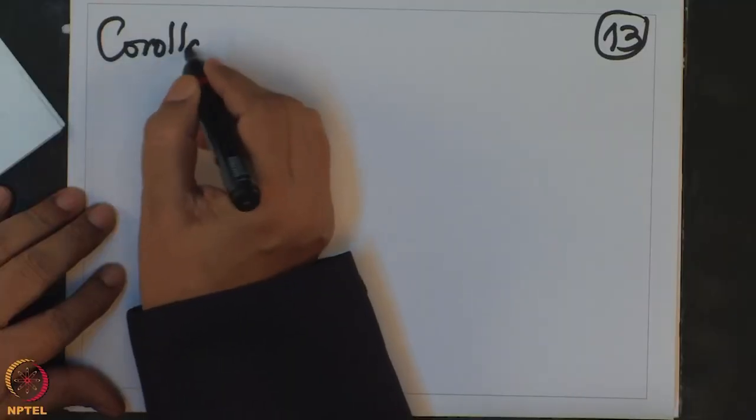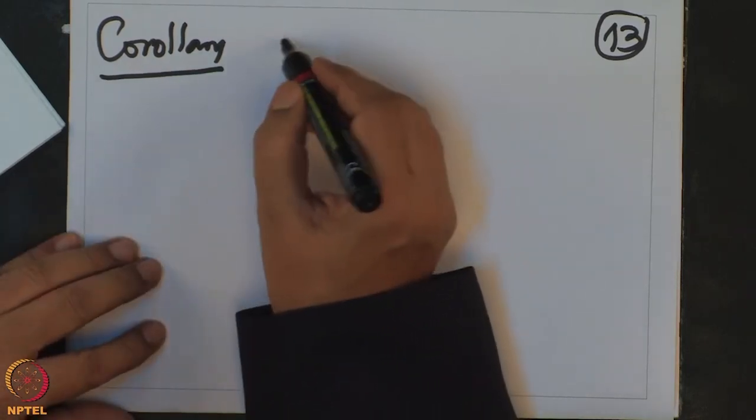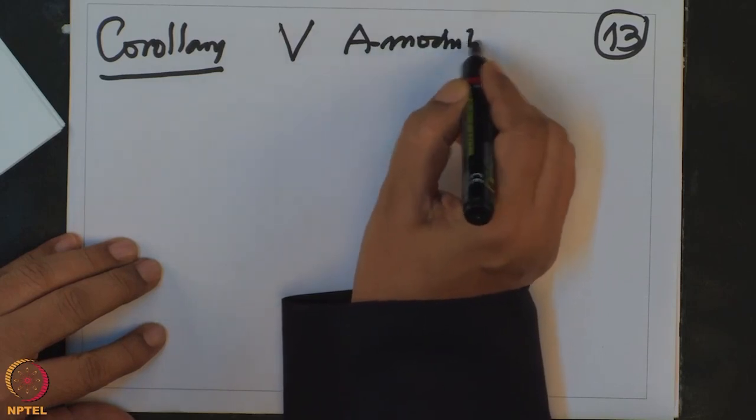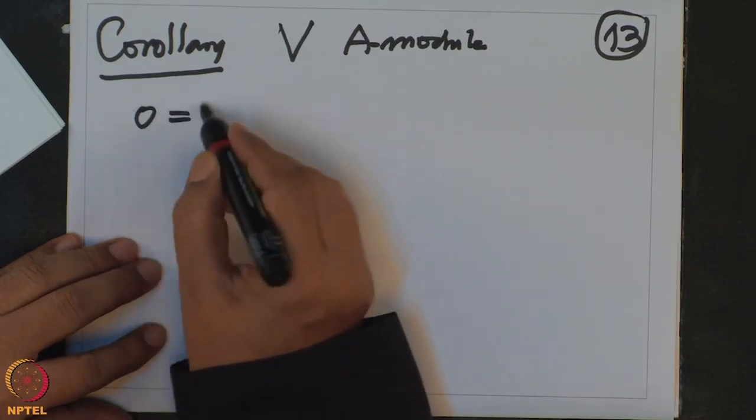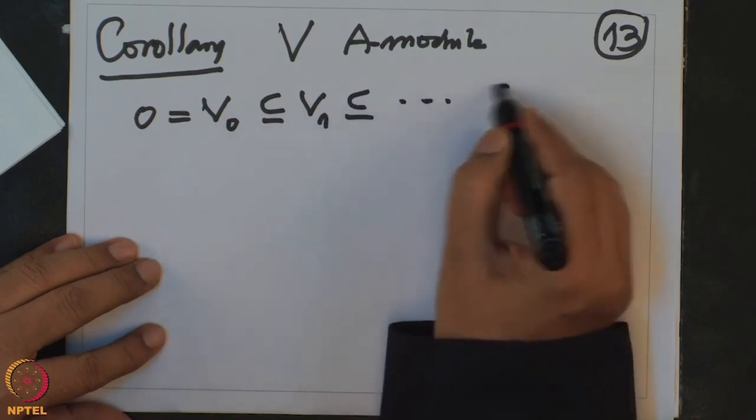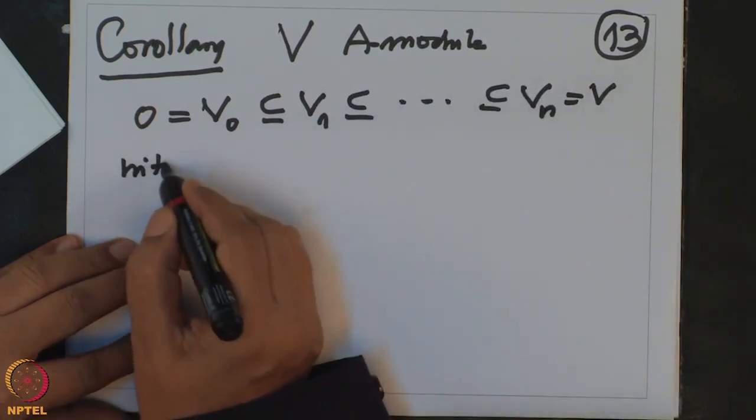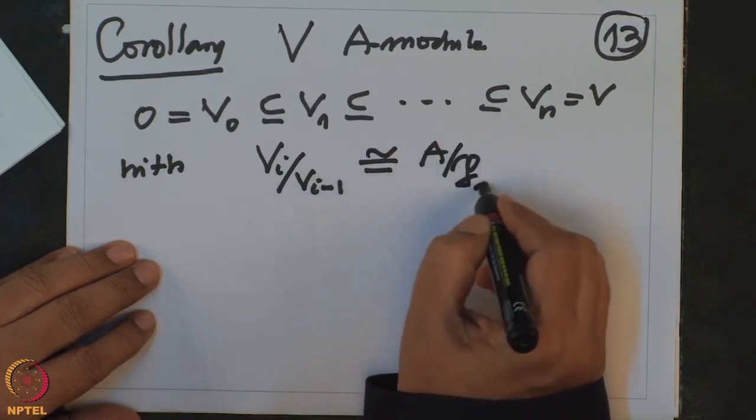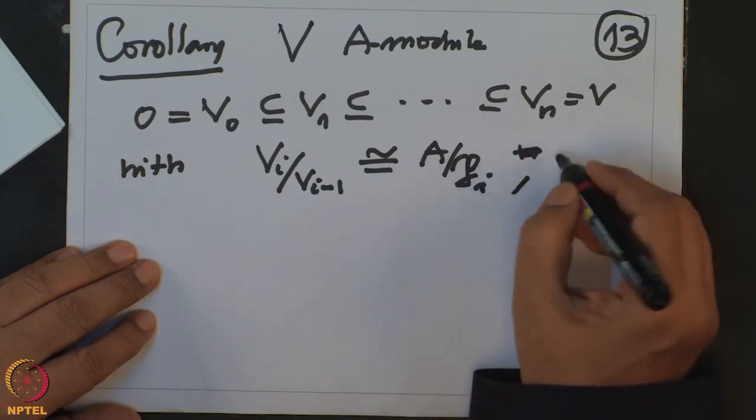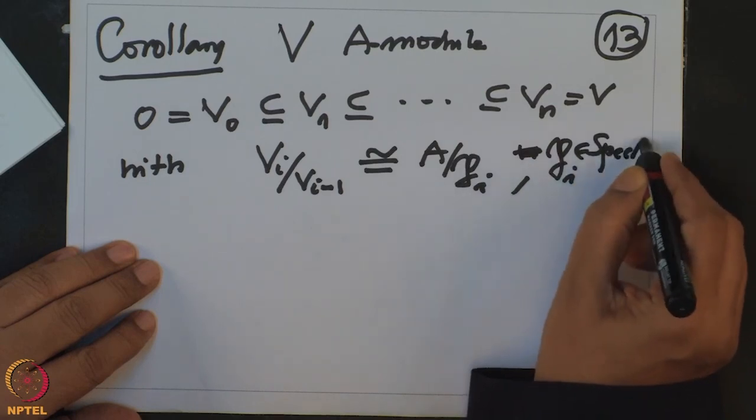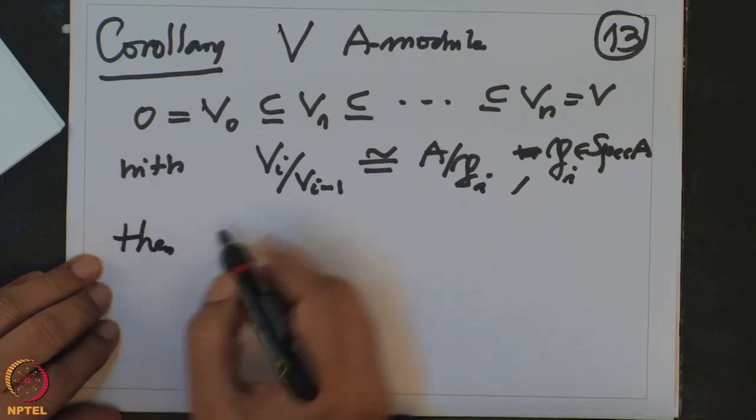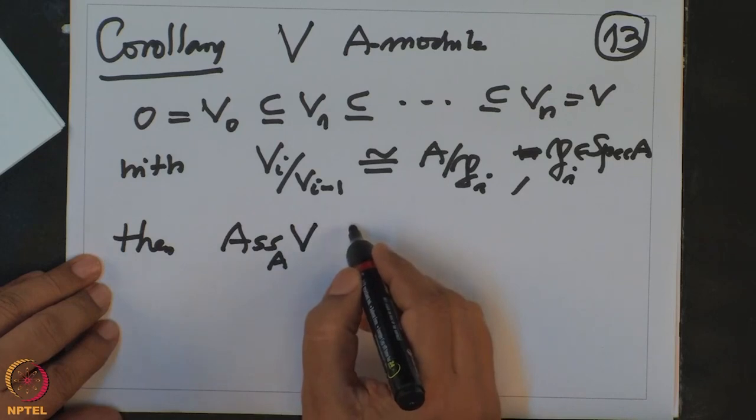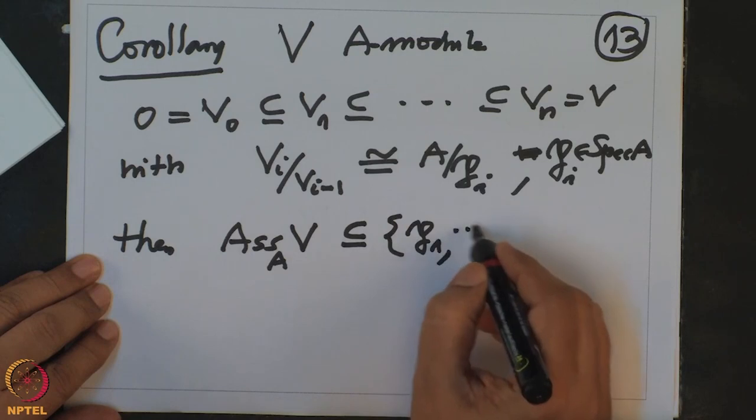So we have proved this theorem, and one corollary I will mention. Let V be an A-module, and suppose I have a chain 0 equal to V0 contained in V1, contained in so on, contained in Vn equal to V, such that the successive quotients Vi by Vi minus 1 are isomorphic to A by Pi, where Pi are prime ideals. Then the associated prime ideals of V are contained in the set P1 to Pn.